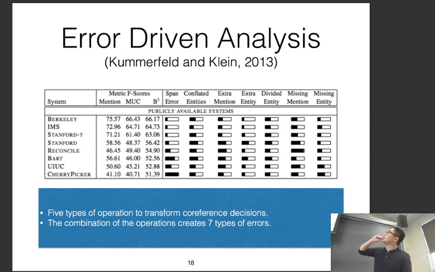Span error. Conflated entities means you merged different clusters together. Extra entity means you have extra mentions. Look at all these errors. They analyze all the systems they can get and find out their errors. So let's remember this graph for now. We'll revisit it later.